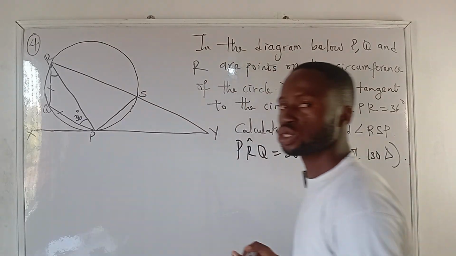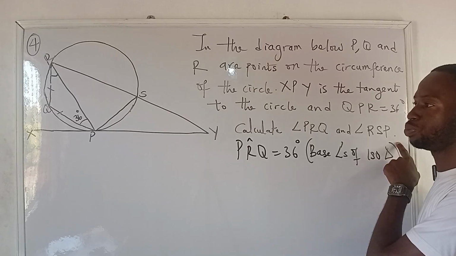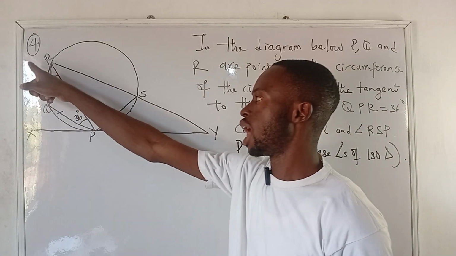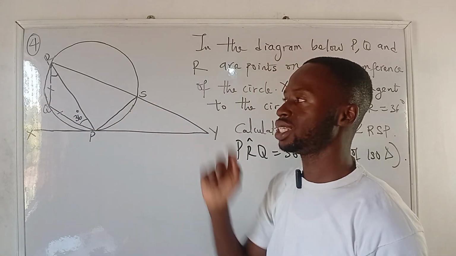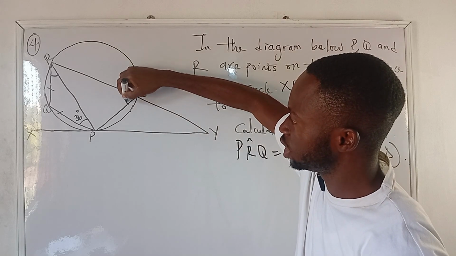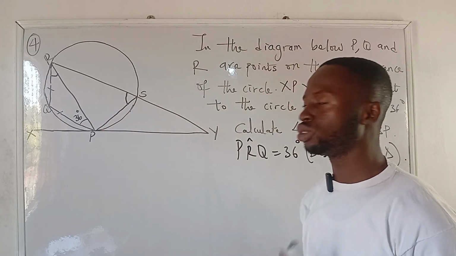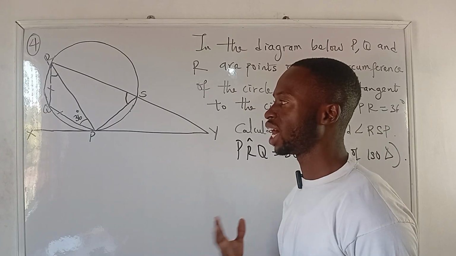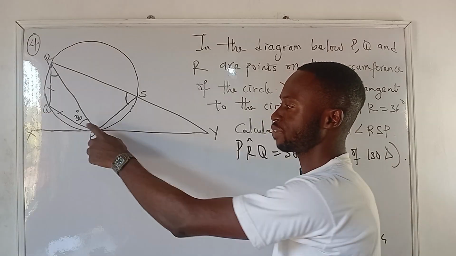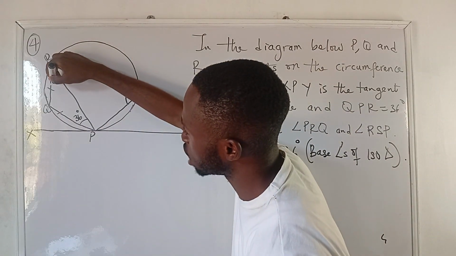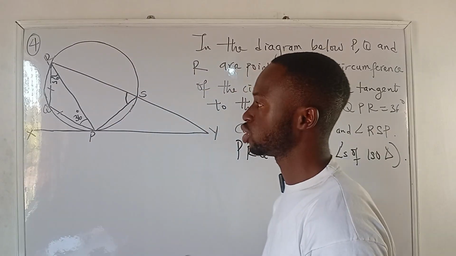Now, number two, we are asked to find RSP. Where is RSP? R, S, and P. So that's this angle that we have here. This is what we have to find. Now remember, before we can find RSP, what we try to do is relate what we have with what we are looking for. So we have 36 degrees, and as well 36 degrees because this is a base angle of an isosceles triangle.